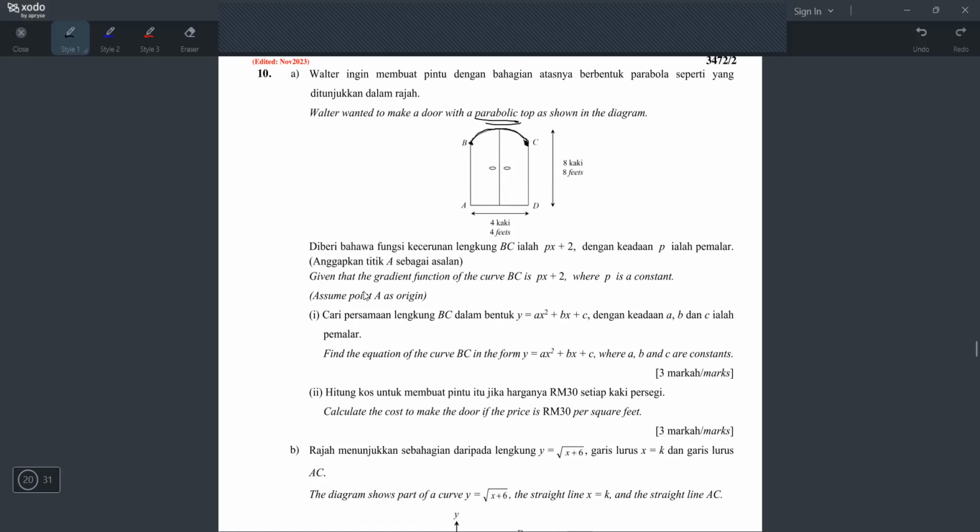Okay, now they say given that the gradient function of curve BC is px plus 2, whenever you see this word gradient function, it automatically means what? It means dy/dx. So gradient function means dy/dx.